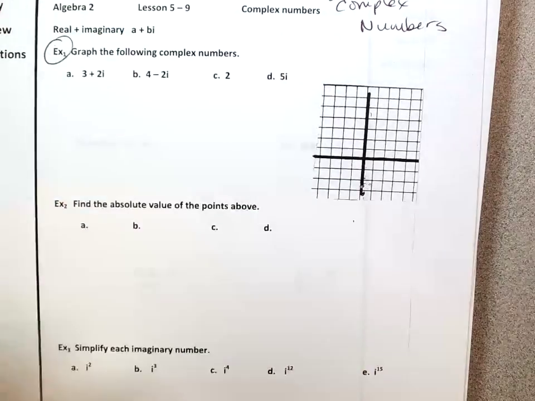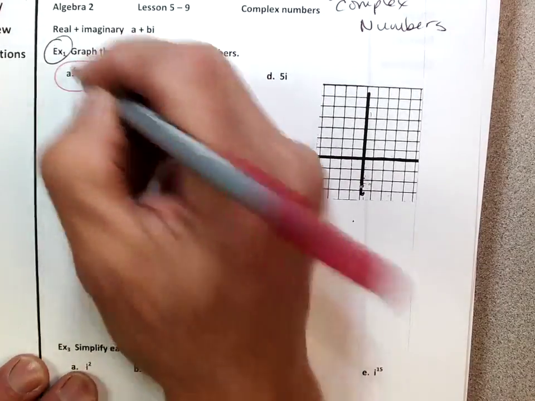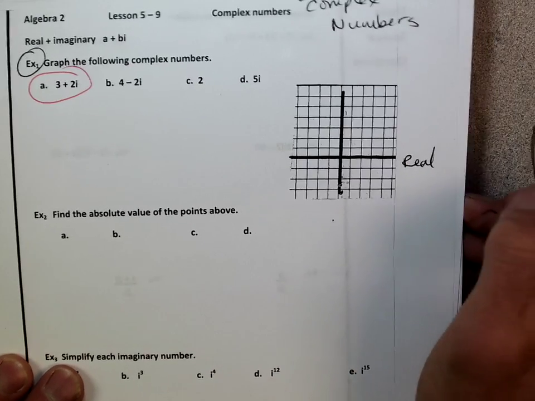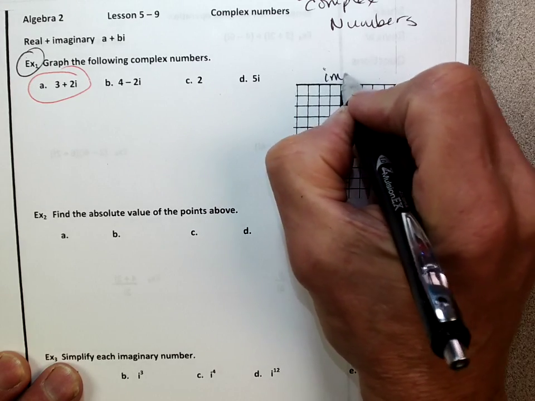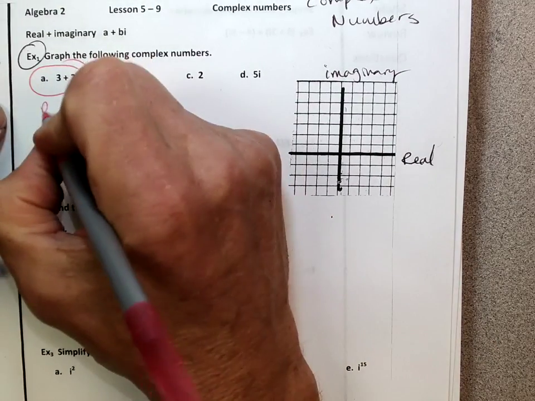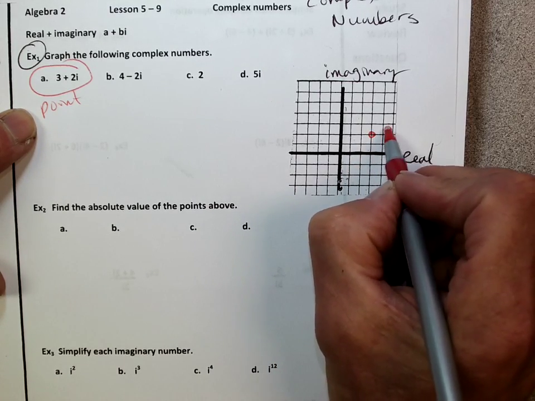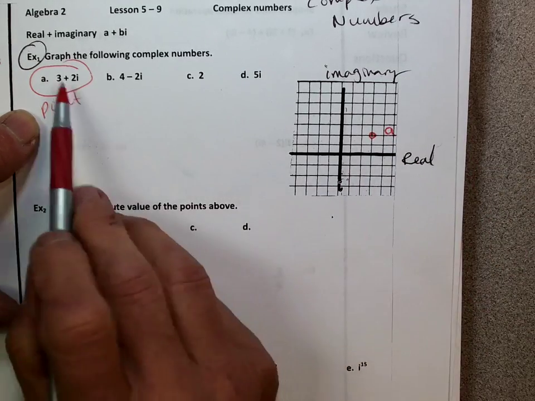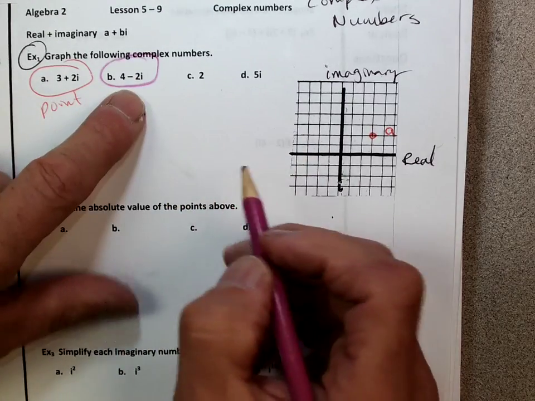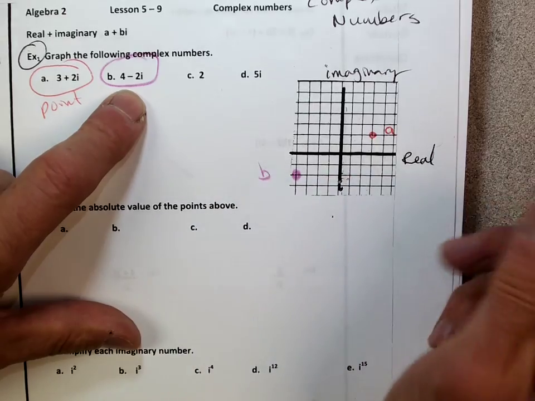It's easy. Example 1, we're going to graph all 3 of these. I might use different colors for all of them, which is okay. Before I do this, let's make sure we call this axis the real axis, and this axis my imaginary. If we're just going to graph, believe it or not, this is a point. It's just a point at 1, 2, 3, 1, 2. There's point A. Over 3 up 2, 3, 2. Point B, 4, -2. I'll go over 1, 2, 3, 4, down 1, 2. Here's point B.